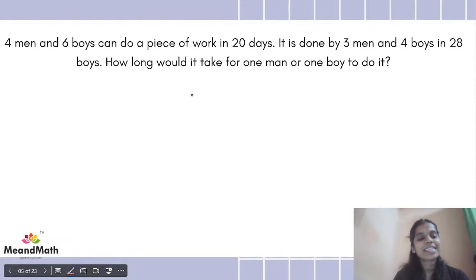So we were discussing linear equations in two variables. Shall we start solving this problem now?